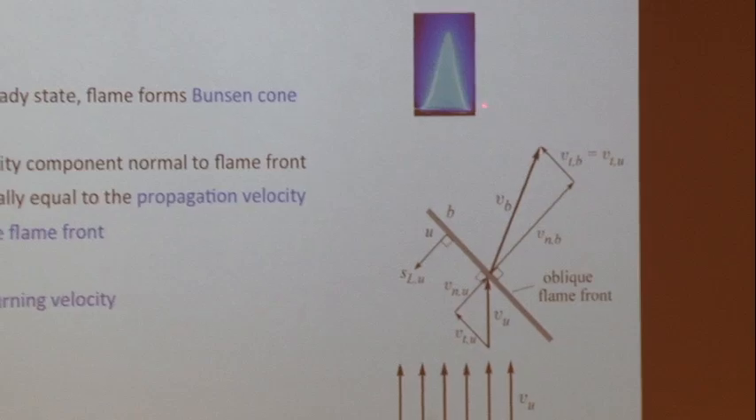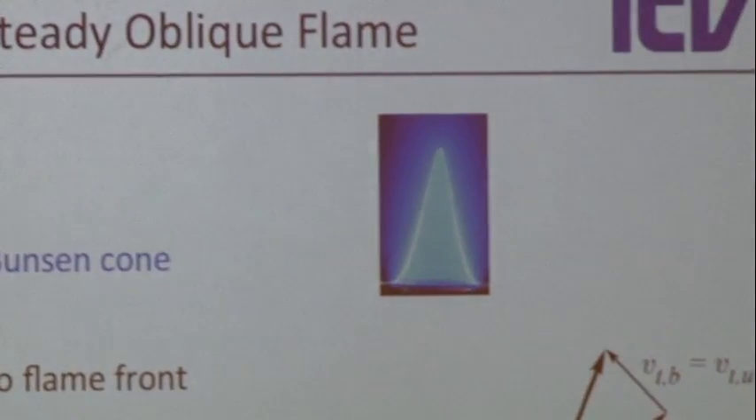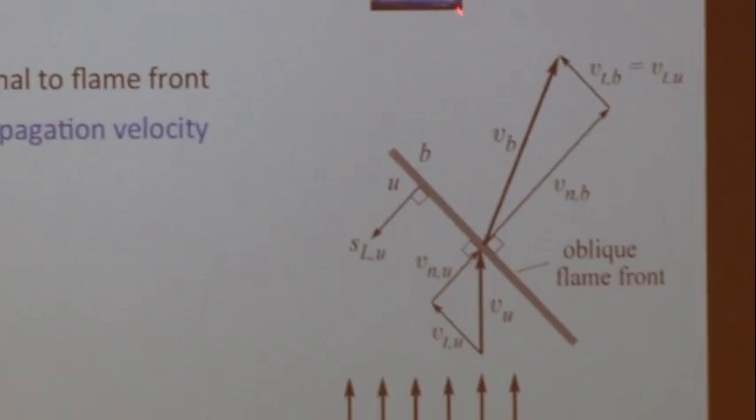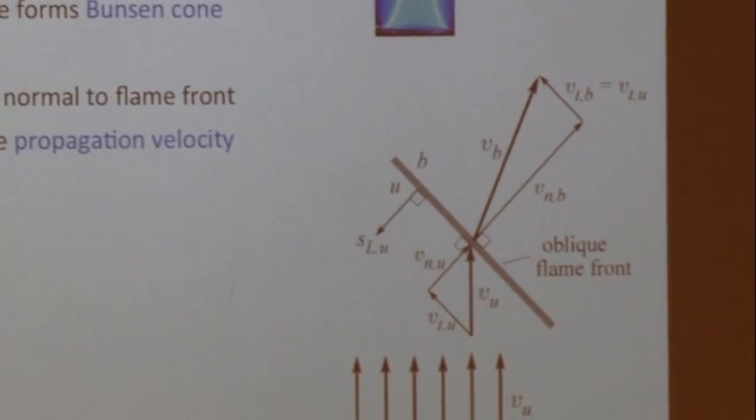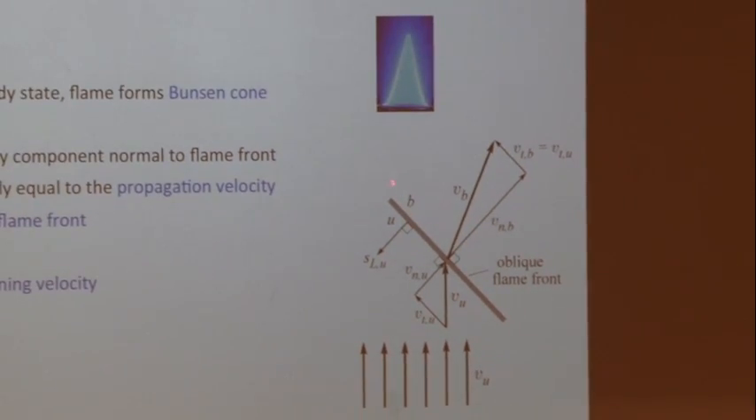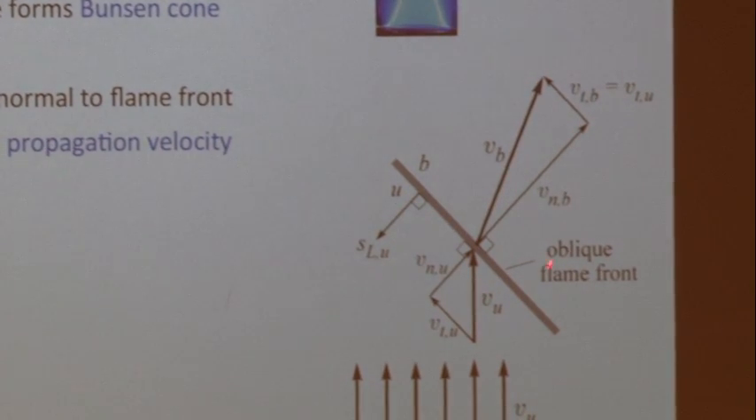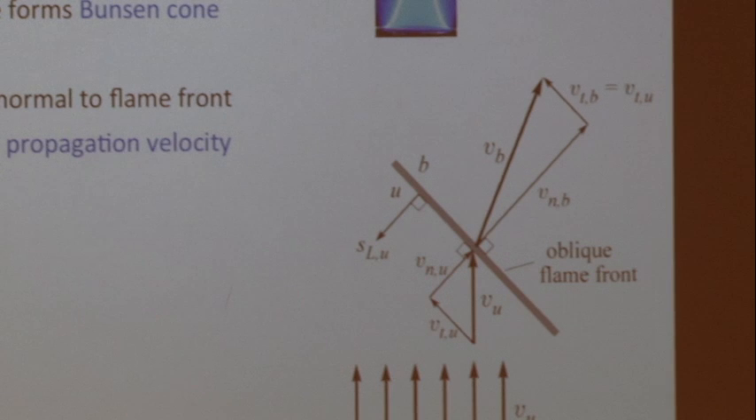So this is how this looks, and then we can look at the kinematics that happen here. You have a velocity, so look at the right side of this Bunsen flame, and this flame is shown here as this oblique flame front. Because it's steady state, you have a velocity that goes into the flame, and then you have the burning velocity, and they just compensate, okay? But you see the flow here is, of course, not normal to the flame.